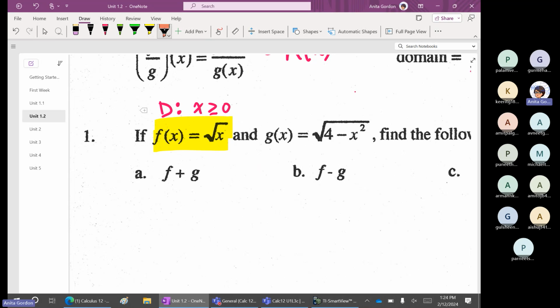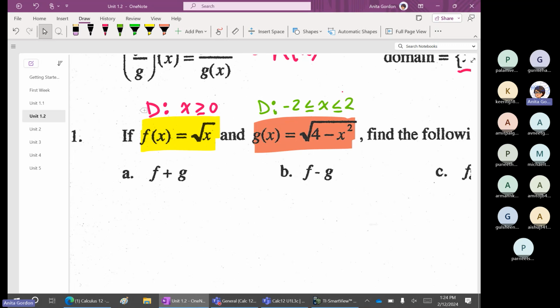Okay, now let's look at the function g. What restrictions do I have on g? Plus or minus 2, right? It's got to be somewhere in between there because it's 4 minus x squared. So we have to be between plus or minus 2.